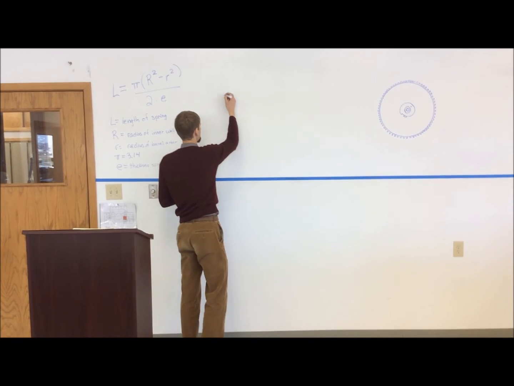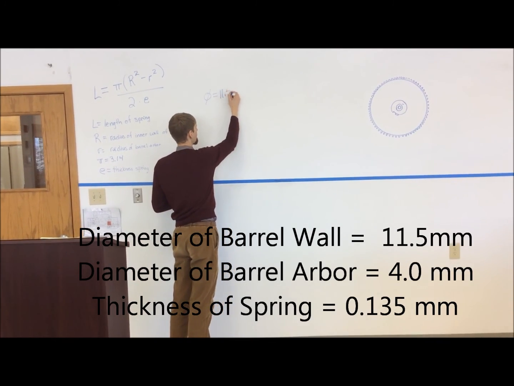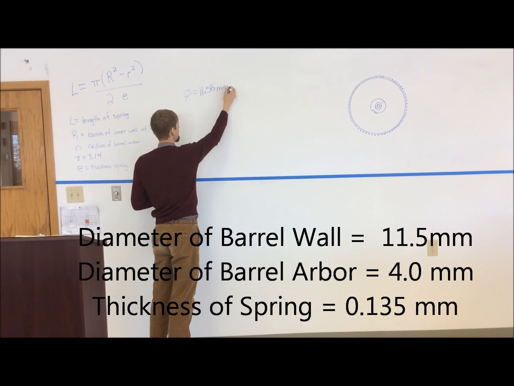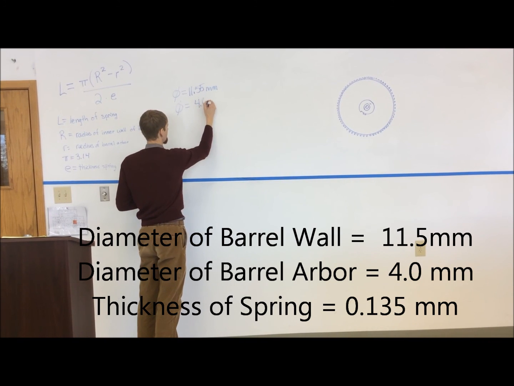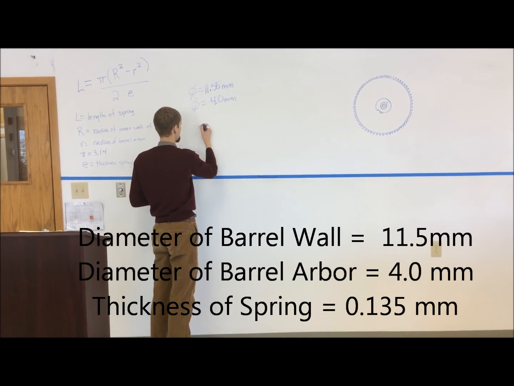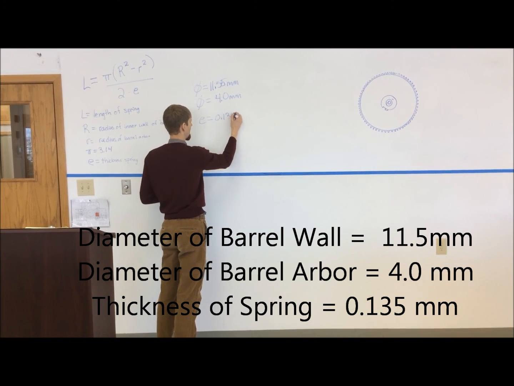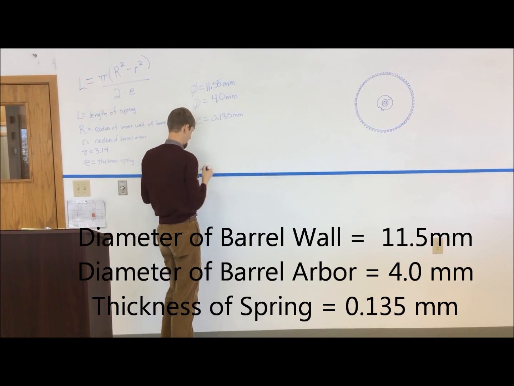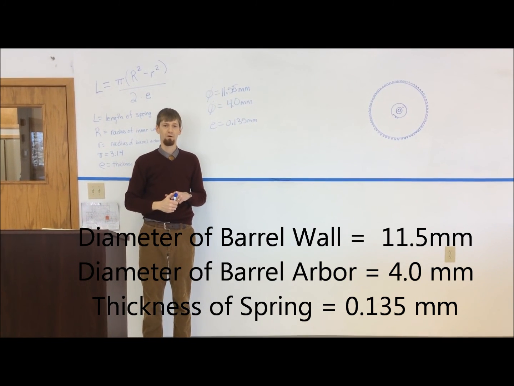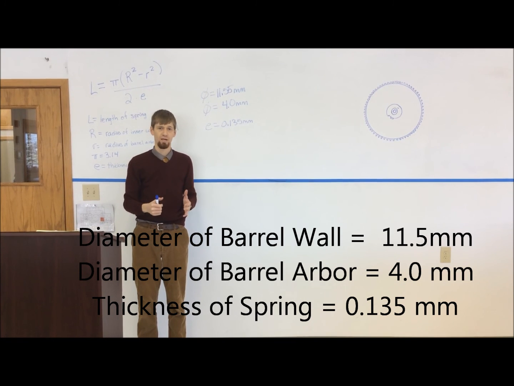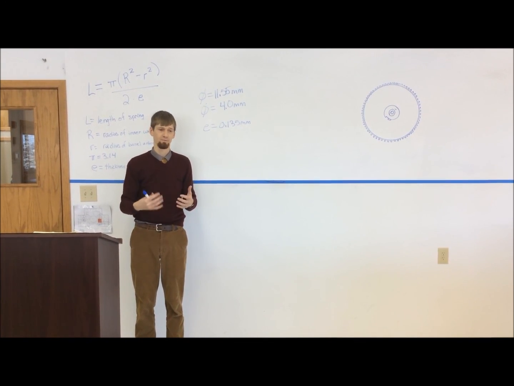I'll write those down quickly. Diameter of the inner barrel wall, 11.55 millimeters. Diameter of the arbor, 4.0 millimeters. Thickness of the spring, 0.135 millimeters. Go ahead and pause the video. Plug those numbers into the formula. Get your answer. Come back to the video, and we'll have a response for you.